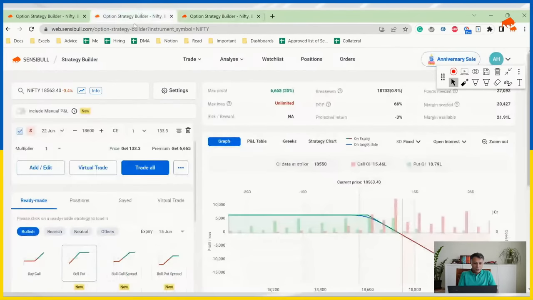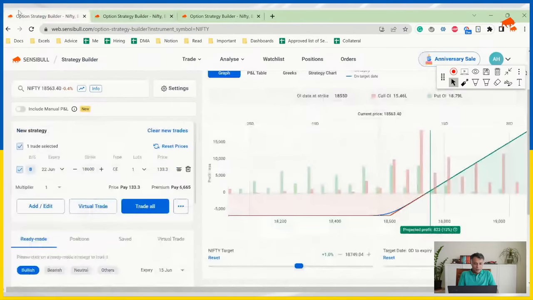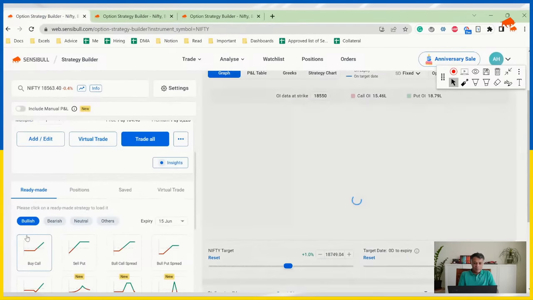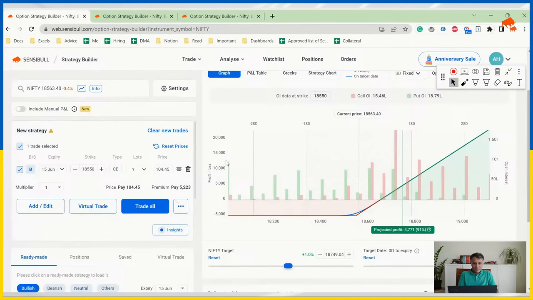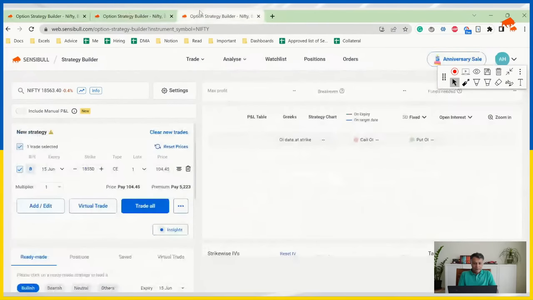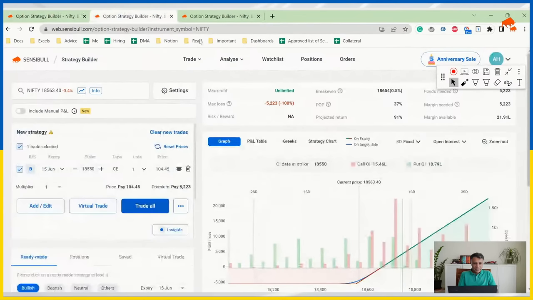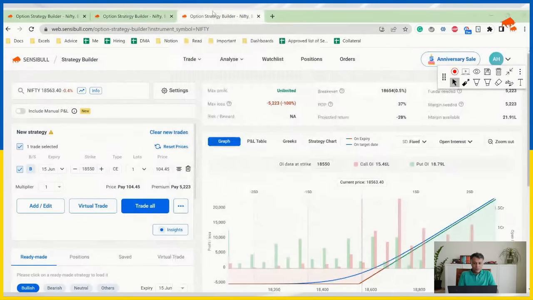So obviously, we are going to load a buy call on all three, right? So all of this is buy call. Identical strikes, 18,550 for now.